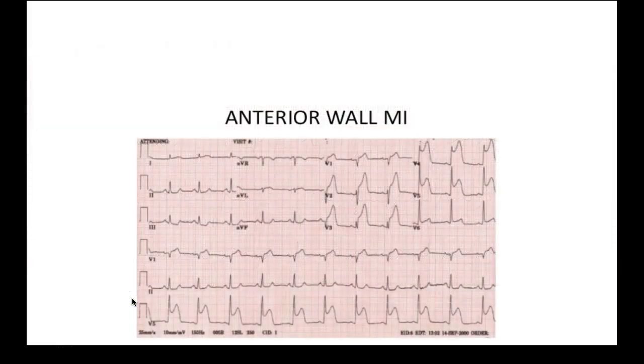Here's an anterior wall MI. Look at your V leads, V1, V2, V3, V4, V5. You see the ST elevations there? And again, it almost looks wide, right? So that's why I was saying you never know. If you see a wide left bundle, treat it like an MI. So this is somebody with an anterior wall MI.